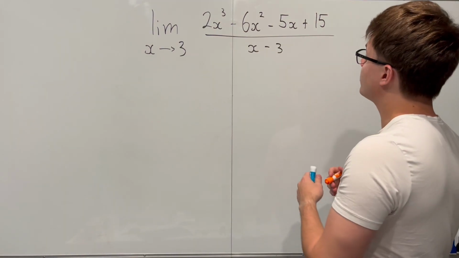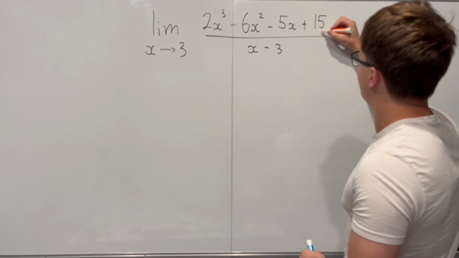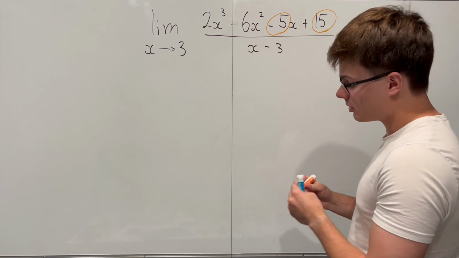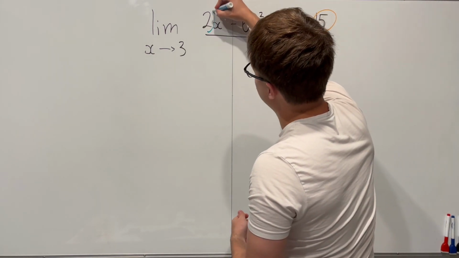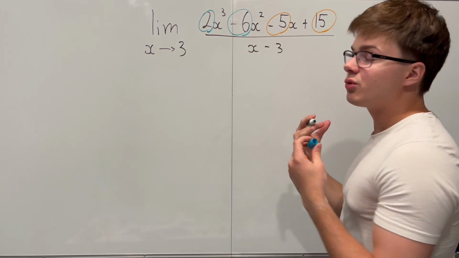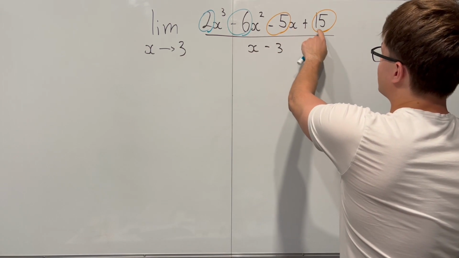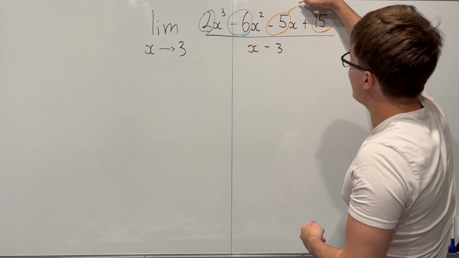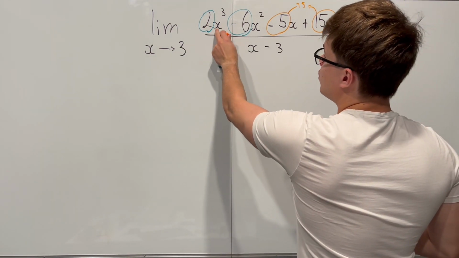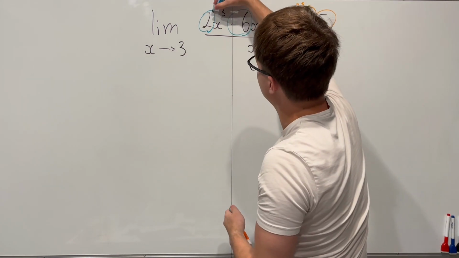The first thing we should notice in our numerator is that negative 5 and 15 are both multiples of 5. And similarly, we should notice that 2 and negative 6 are both multiples of 2. So what does this mean? Well, it means that we can factor out of negative 5x plus 15, we can take out 5. Similarly, for 2x³ minus 6x², we can factor out a 2.